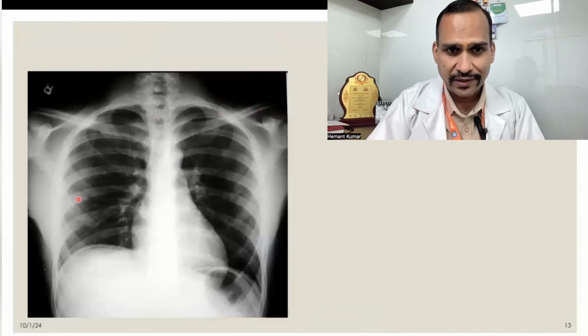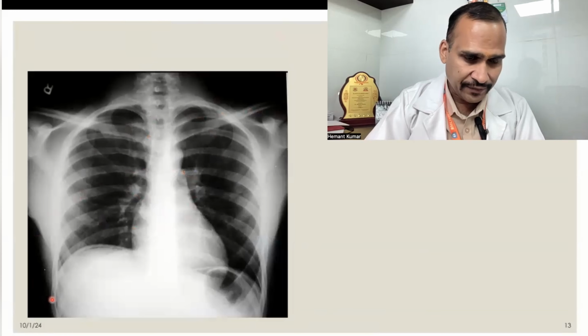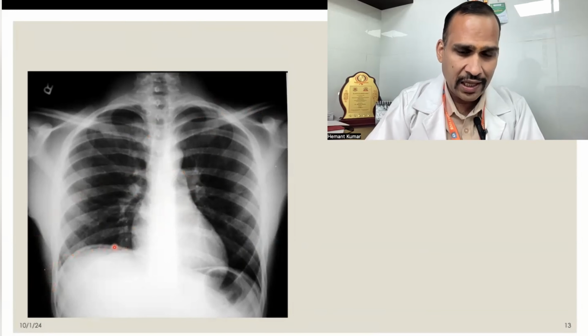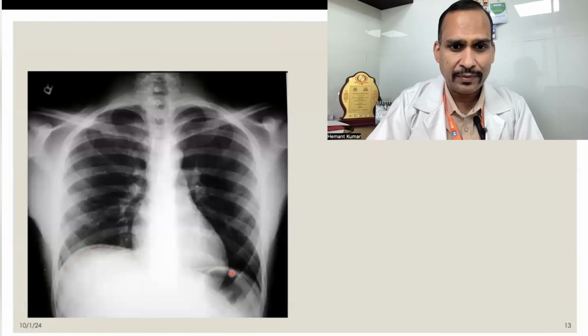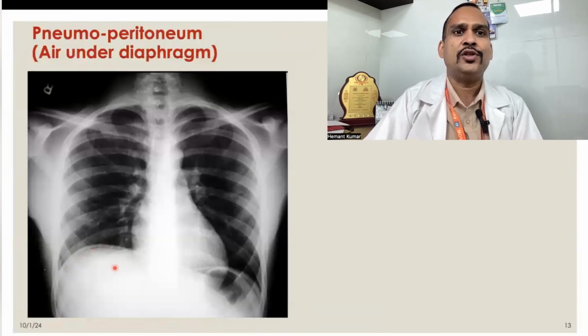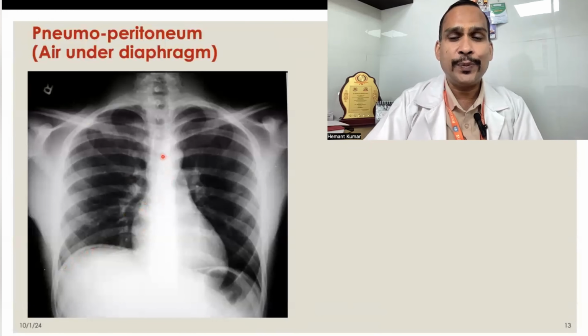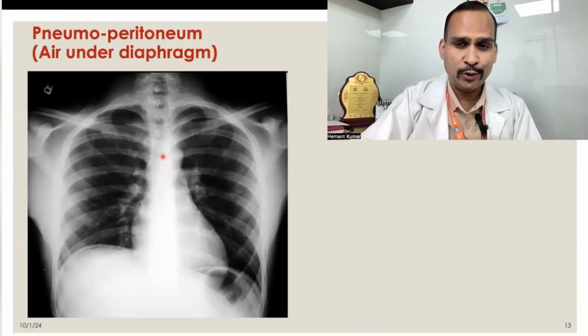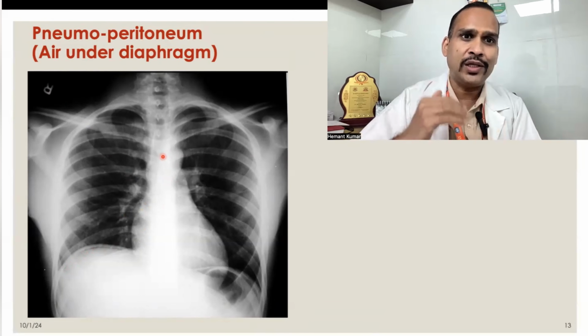Can you see this X-ray? In this X-ray, you can see there is a slight air column below the diaphragm. Can you see this slit-like black opacity? It means there is air below the diaphragm. So this is a case of pneumoperitoneum, like pneumothorax. In pneumoperitoneum, there is air in the peritoneal cavity.